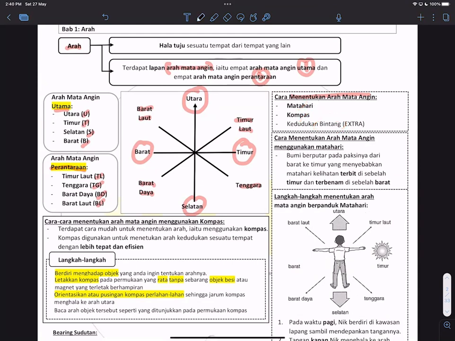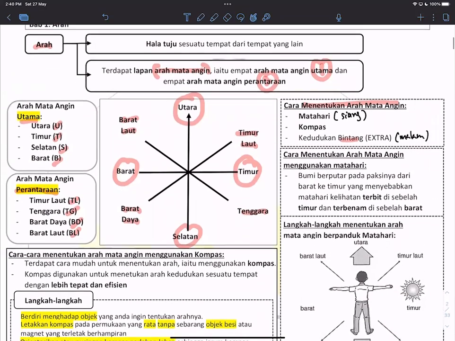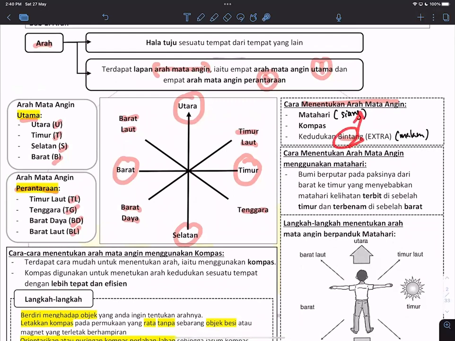Matahari, usually we can try to utilize the Matahari to identify the arah mata angin during the daytime, waktu siang. So for kedudukan bintang, this is definitely during the nighttime, for waktu malam. So which means this part, using the bintang to menentukan arah mata angin, usually just comes out in objective, but very rare. So we just try to read through. Siang dan malam, we can use matahari and bintang.